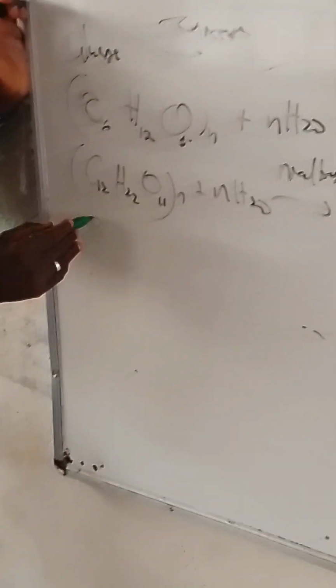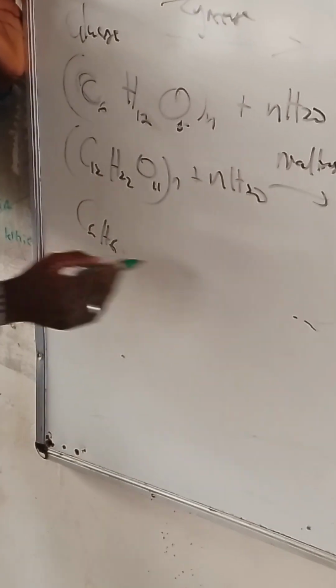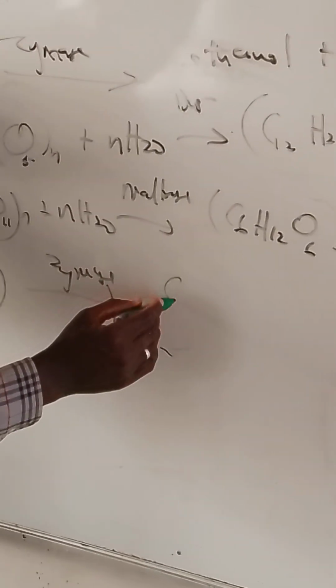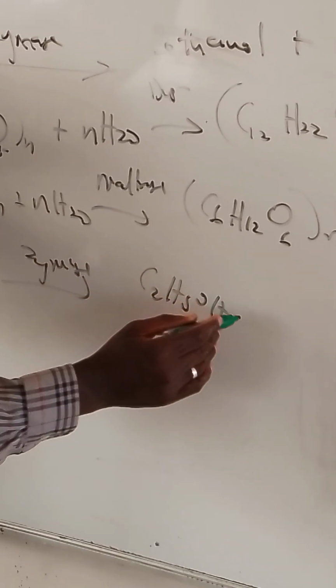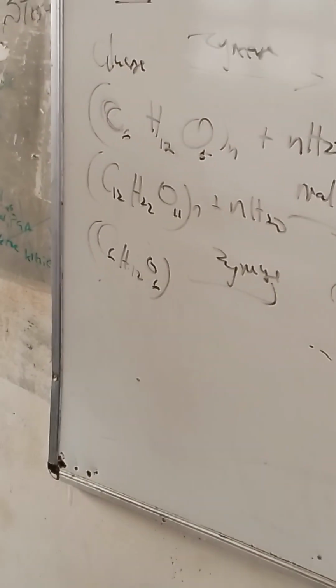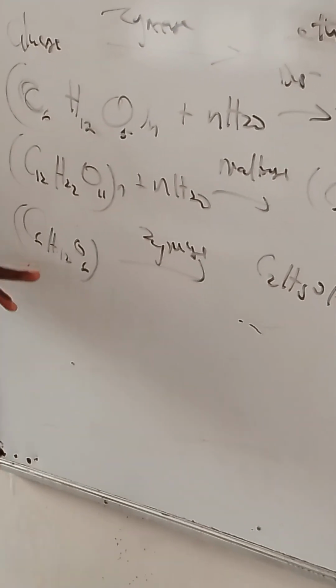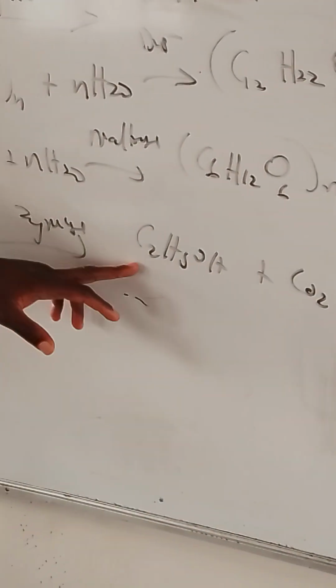And the glucose will come here, we have C6H12O6 in the presence of the enzyme called zymase. We break down the glucose to form C2H5OH plus CO2 is produced. And how will the equation be balanced? This is C6 and we have C2 here. And we have CO2 here. So automatically it's not balanced.